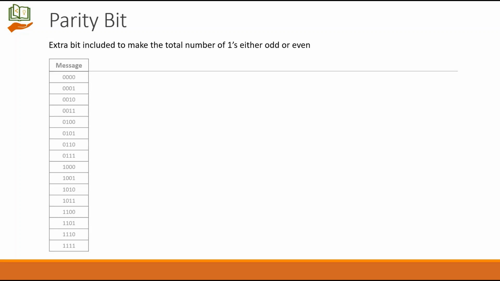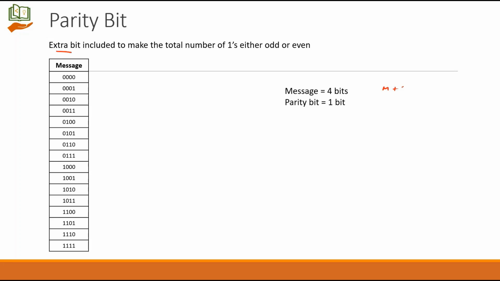In this error detection code, we are going to see the concept of the parity bit. This concept has a heavy place in networks. What is a parity bit? It's an extra bit included to make the total number of ones either odd or even. How do we actually do that? Let's take a message. This is the decimal number represented in binary from 0 to 15. The message has 4 bits and the parity bit will be 1 bit because it is an extra bit. This message will have the parity bit attached to it and it will be sent to the receiver.